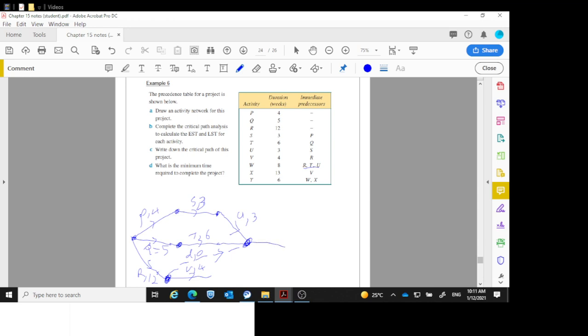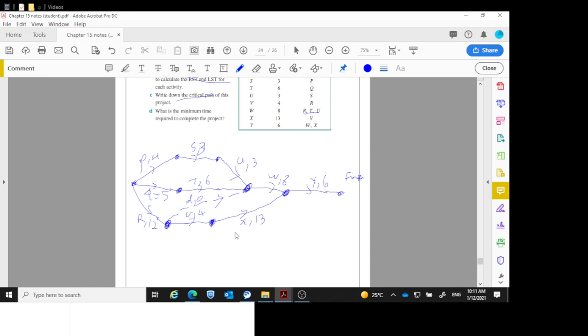Now I can do my W, which is 8. My V finishes after here. Now I can do my X finishing at the same time as my W. So X is 13, and now I can do my Y, which is 6, and there is my finish. And I can see that I need to do all of them for the critical path and minimum time to complete the project. I might as well do the float for you as well.